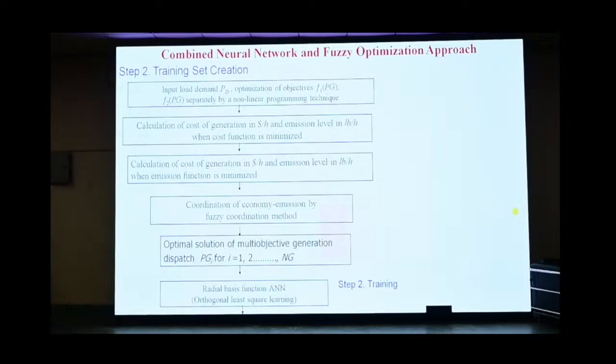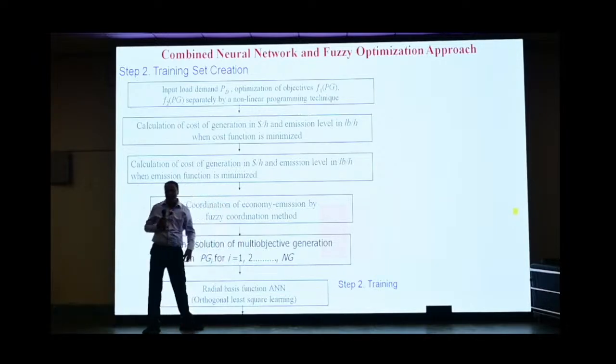So first, the insert creation, those things I have already explained. Up to this one I have already explained. Coordination of economy and emission by the fuzzy coordination method with the fuzzy process. Then the optimal solution of the multi-objective problem by the fuzzy coordination. Then you go for the neural network.